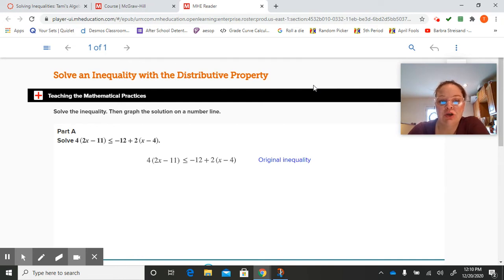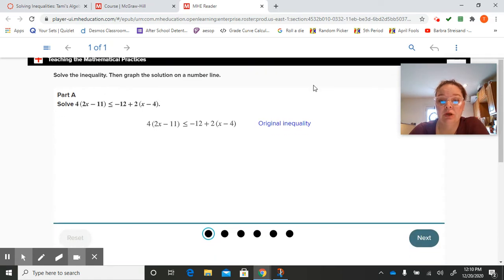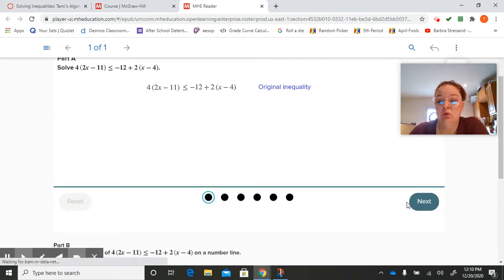Part A, solve 4 times the quantity 2x minus 11 less than or equal to negative 12 plus 2 times the quantity x minus 4. So the first thing that you want to do is you take your original inequality and use the distributive property on it to get rid of the parentheses.